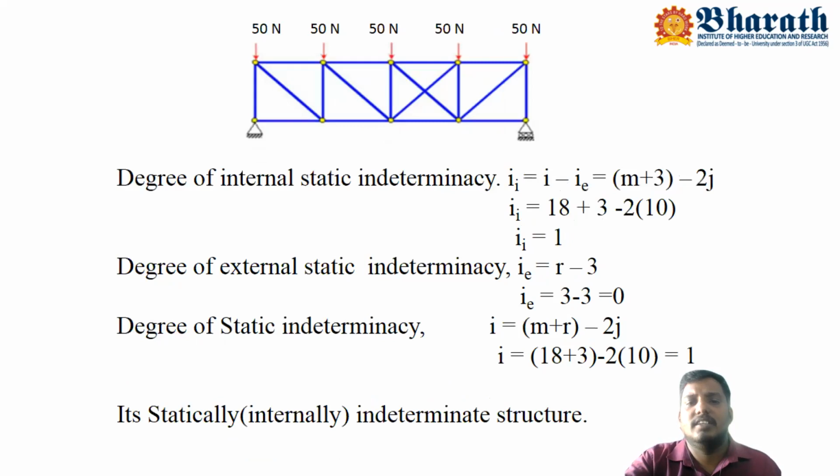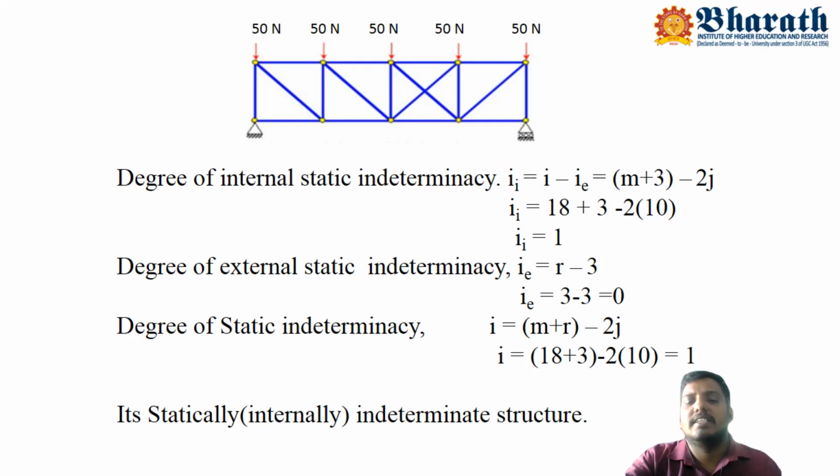Then look at this structure. Here we add 1 more member to the previous case. Therefore, the degree of internal static indeterminacy formula is m plus 3 minus 2j, where m is the number of members. We add 1 more member to the previous case, therefore we have 18 members. Then 18 plus 3 minus 2 times the joints, which is 10, we will get the static indeterminacy. Internal static indeterminacy is equal to 1.